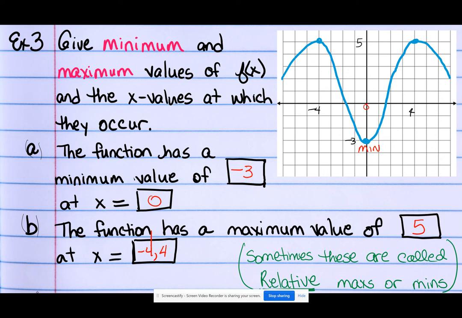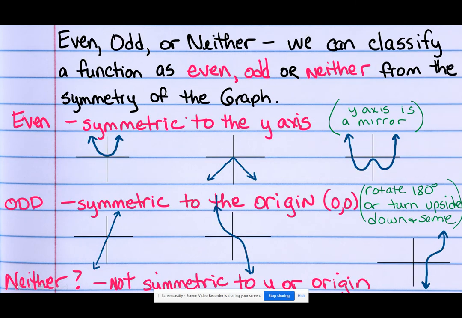So, all right, let's look at something different. Even, odd, or neither. We can classify a function based on whether it's even, odd, or neither just from the symmetry of the graph. Now, symmetry is kind of like a mirror or a rotation. And so if it's an even function, the graph is symmetric to the y-axis. And so there are 3 examples there where the y-axis acts like a mirror. So yes, this is an even function. This one's also even. And this one is also even.